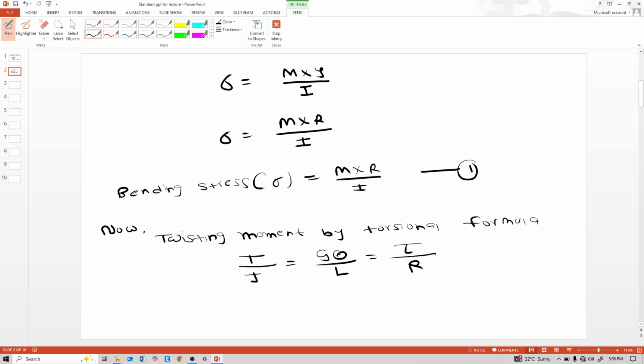So what is this J? Polar moment of inertia. The polar moment of inertia definition is the moment of inertia of a plane area with respect to an axis perpendicular to the plane of the figure. J is equal to Ixx plus Iyy, and for a solid shaft it is pi d raised to 4 by 32. We also see that the shear modulus or modulus of rigidity, capital G, is shear stress upon shear strain.